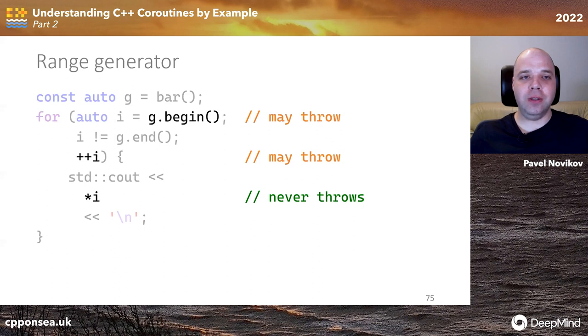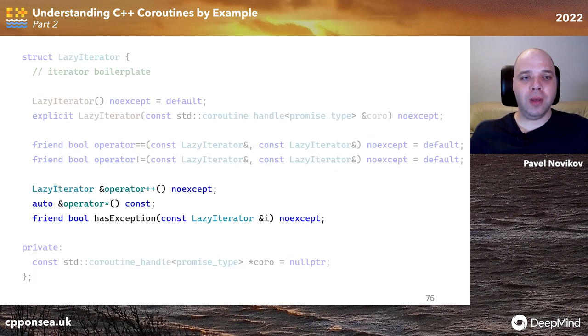In this case, either the begin or increment operator can throw. And if they do not throw, dereference will never throw. So you should expect troubles only from begin and increment, never from dereference. And maybe you don't want to get exceptions from begin and increment, and maybe you want to get exceptions lazily from dereference, or maybe you want to be able to check if the current iterator that refers to a particular state of the coroutine has an exception.